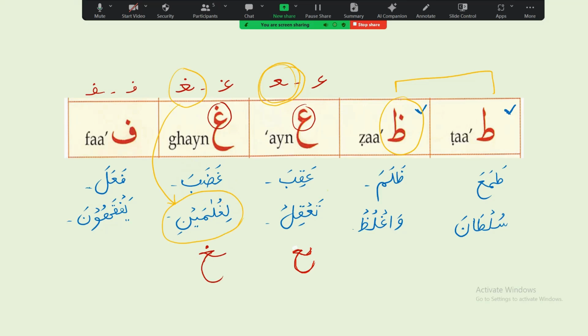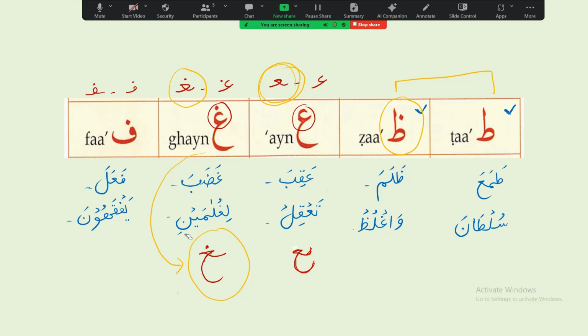لغلامين. Ghain is here, sisters. لغلامين. Ghain is making the غو sound here. غو. لغلامين. Okay. When Ghain comes at the end, this is the shape Ghain will take. Right? Or you might find it like this as well at the end. This is the shape Ghain will take.